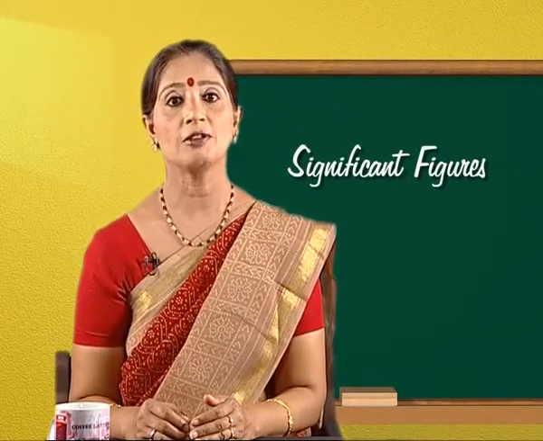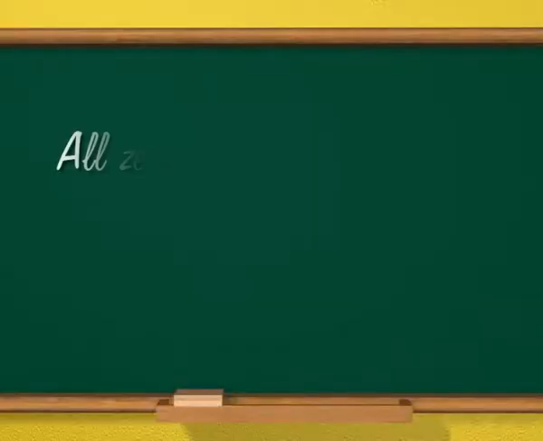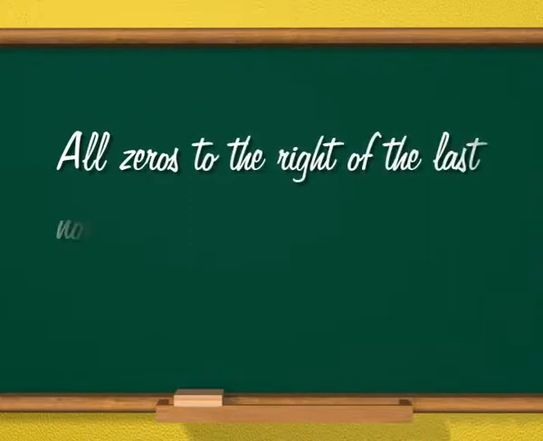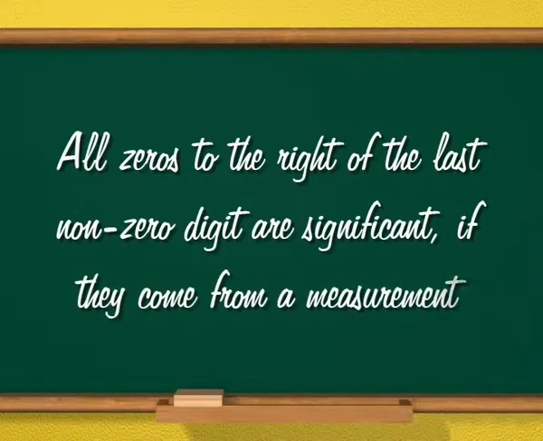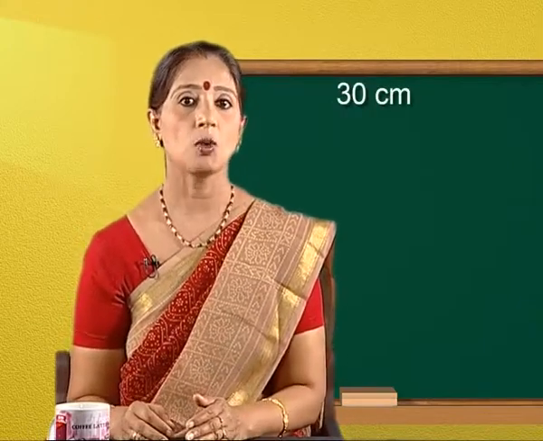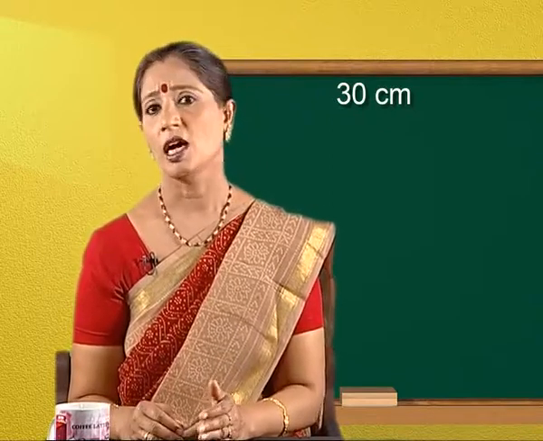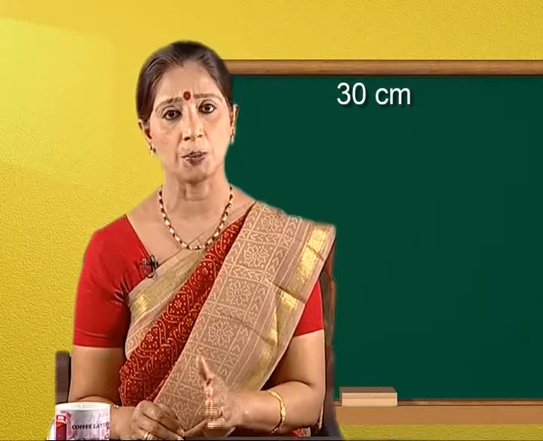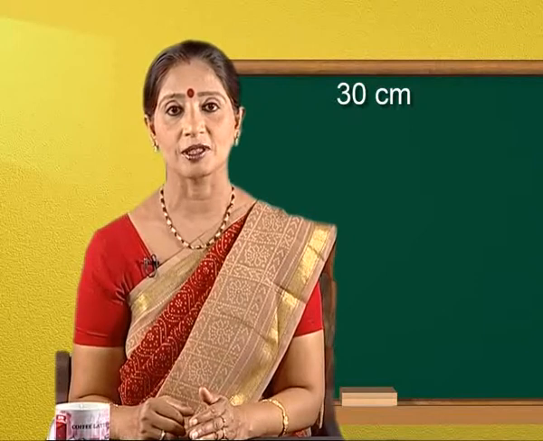However, rule number 5 is further modified, according to which all zeros to the right of the last non-zero digit are significant if they come from a measurement. For example, the distance between two objects is measured to exactly 30 centimeter. We want to distinguish this trailing zero. Trailing zeros appearing due to the measurement are reported with decimal point and treated as significant numbers.